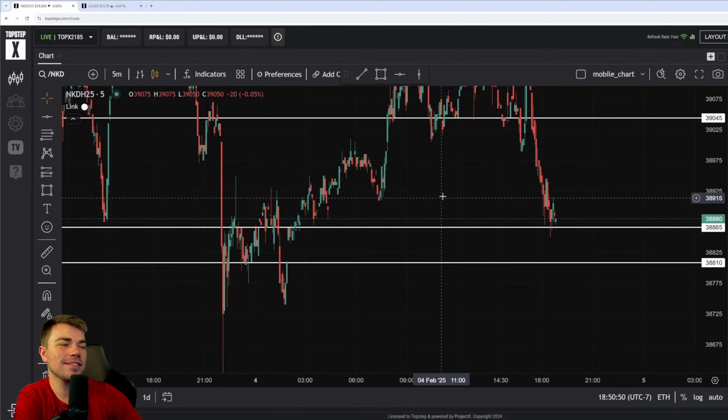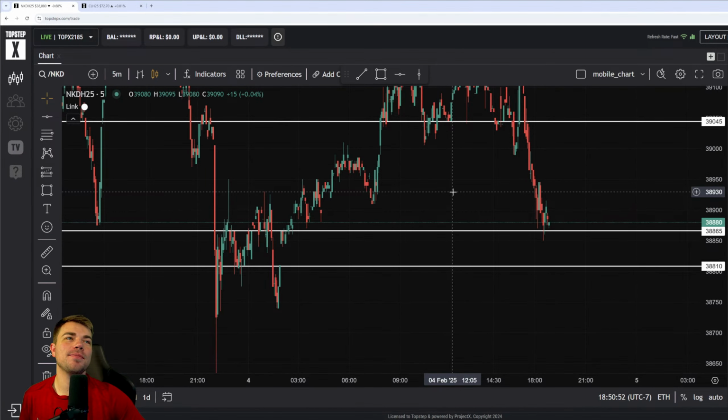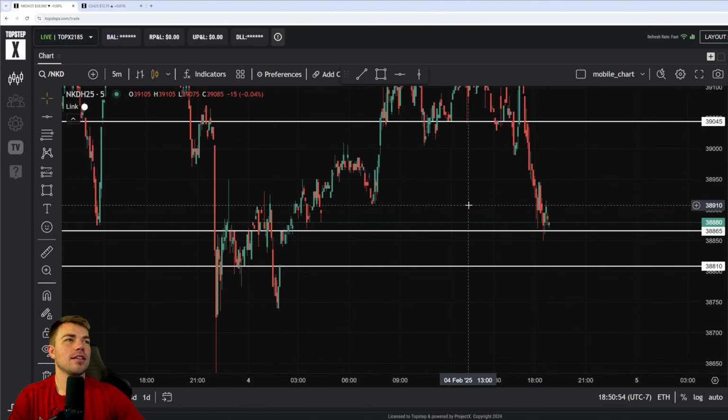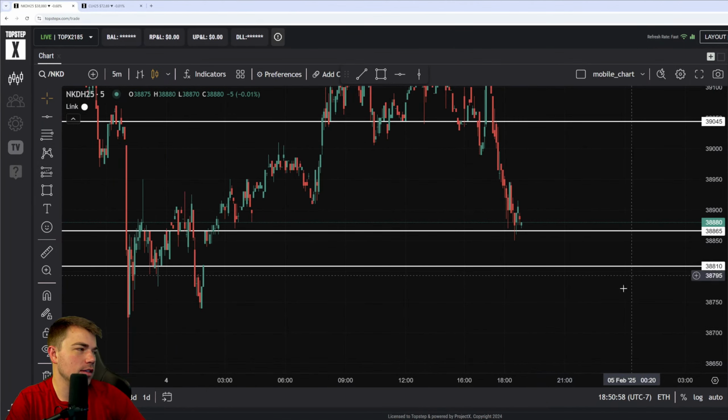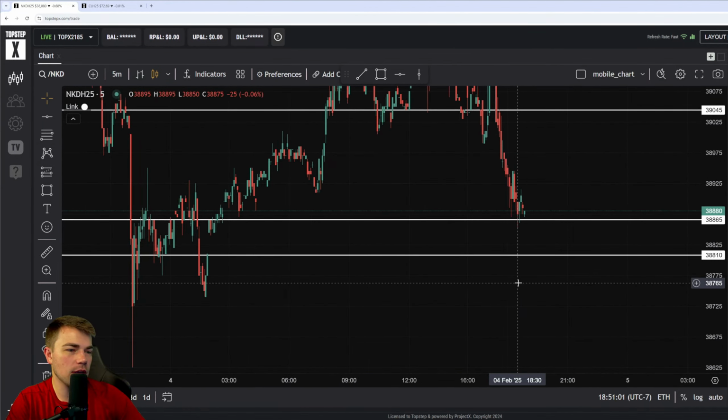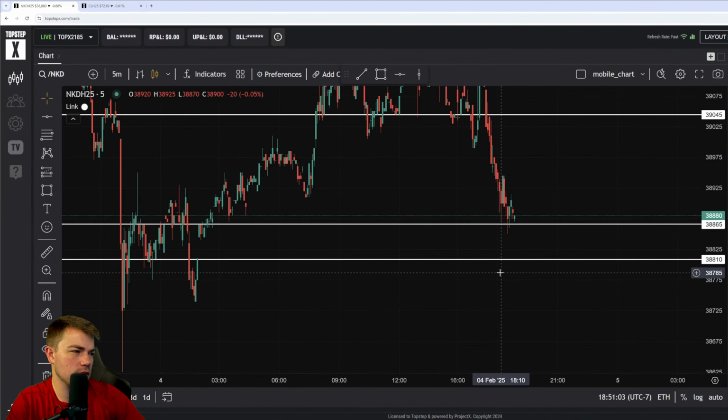Nikkei's the Widowmaker. That's natural gas, isn't it? I'm looking for, this isn't going to be an overnight trade, everyone. This is not an overnight trade. This would just be a quick in and a quick out.